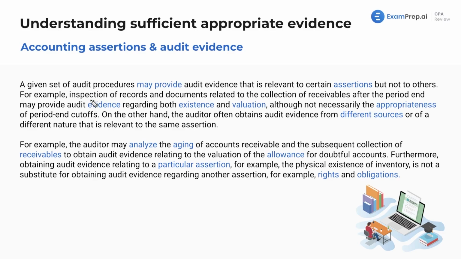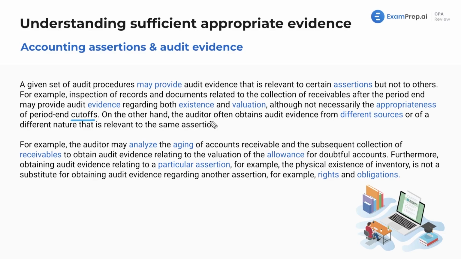What we're saying here is that inspecting records and documents that support the collection of receivables, and support that this was properly recorded, can give you evidence for existence, making sure that you actually collected the receivables, and valuation, making sure that the receivables are at the values that they're reported at. However, this may not actually give you any evidence for the cutoff assertion, meaning it may not validate that the receivables are recorded in the correct period. Just keep that in mind as we continue on.